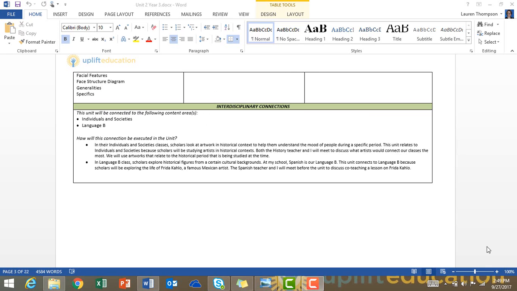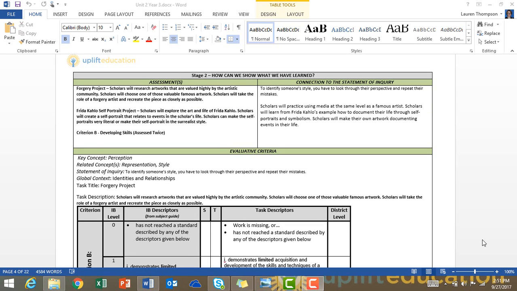This unit offers some great opportunities to work with your history teacher or your Spanish teacher to find out what context or what time period they're in, so you can emphasize that artist in that time period. Also, because we're going to be looking at Frida Kahlo, one of the most famous female Mexican artists, it's really good to connect with your language B teacher or your Spanish teacher so that you can share information or even co-teach the lesson together.